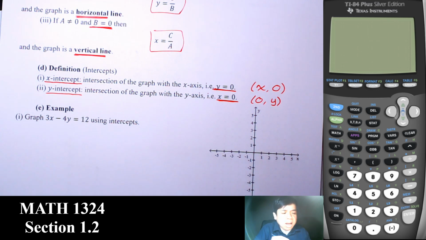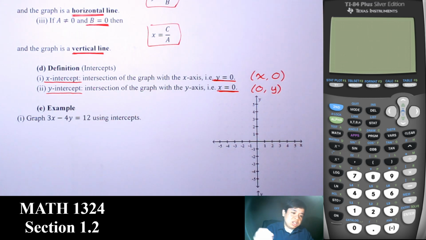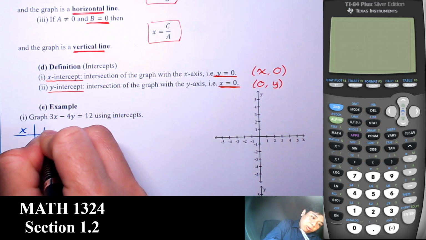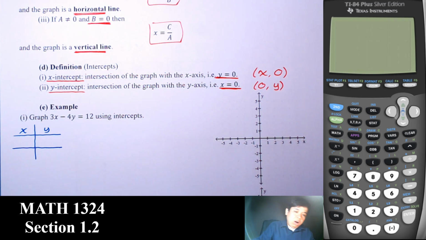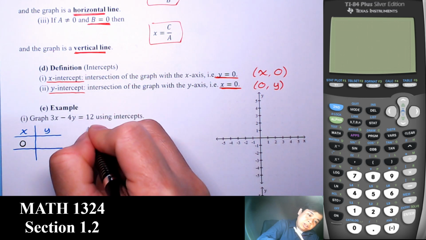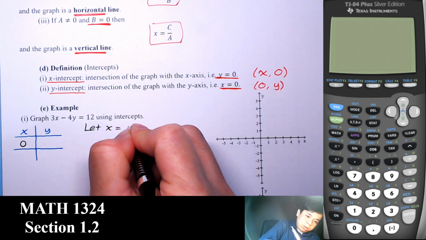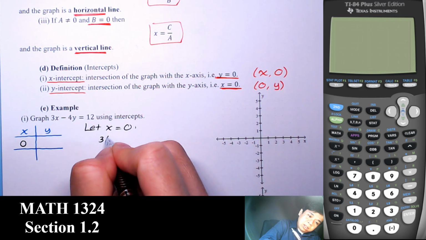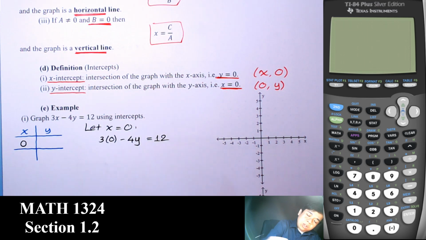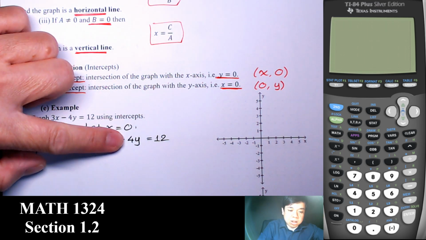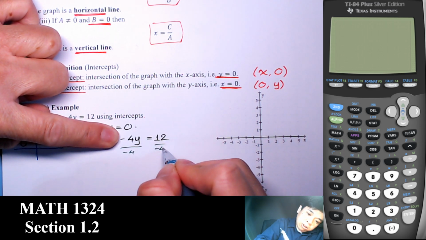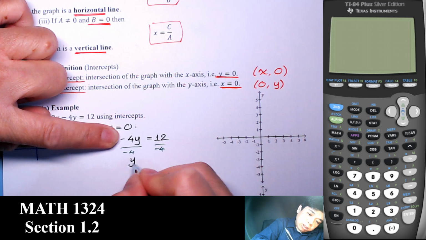Regardless, when we graph it, we just need 2 points. To make things simple, let x equal 0, so put 0 in for x. Then we solve for y. There's no x here, so I divide by -4 on both sides. So y equals -3.